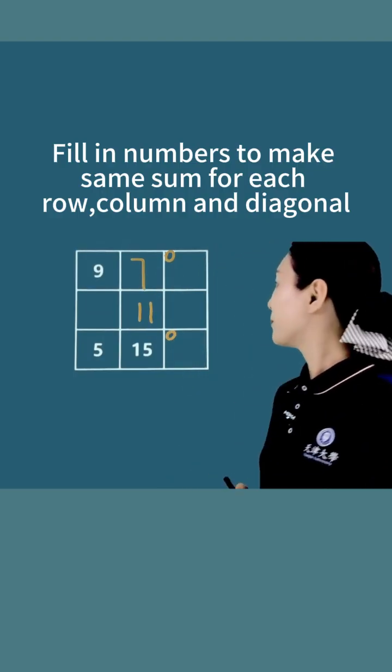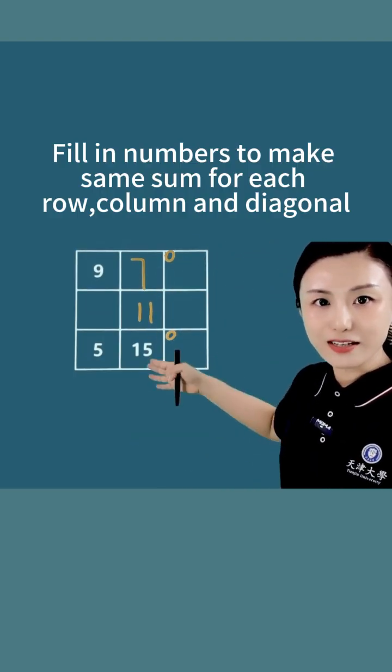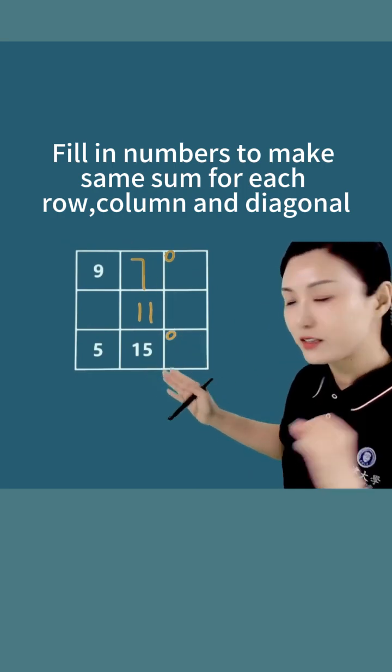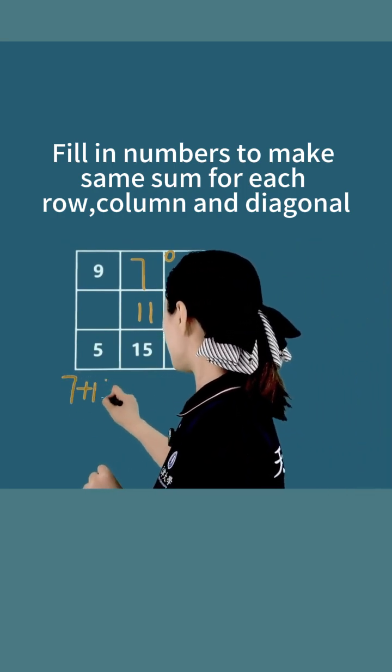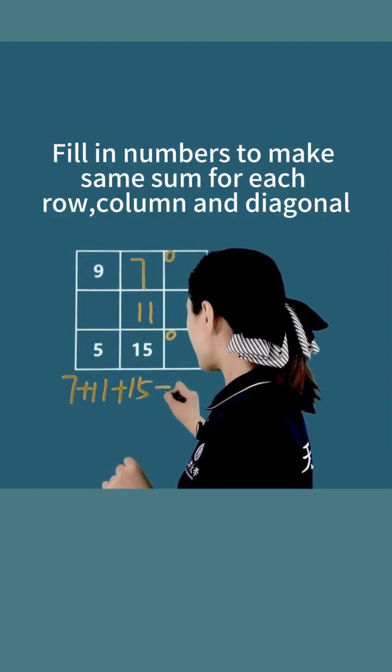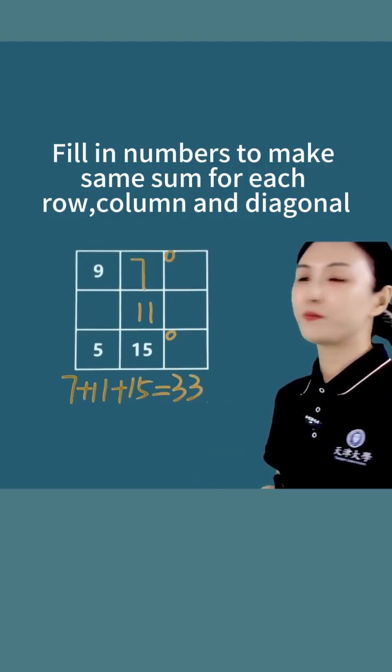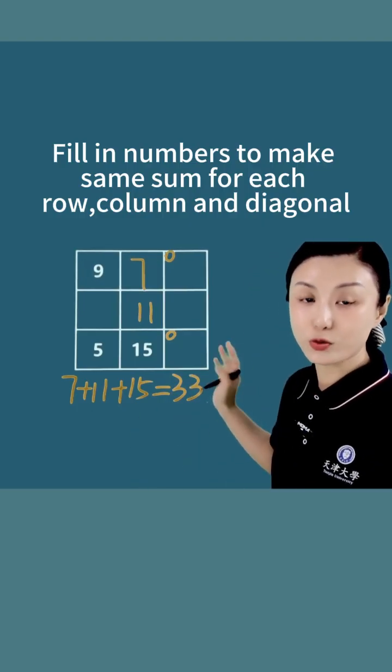No problem. All right, up to now, we've already figured out all three numbers in this column. So isn't the sum of the three numbers now solvable? How do we find it? 7 plus 11 plus 15. So what is the magic sum of this Sudoku grid? It should be 33. All right, so now the other numbers should be easy to find, right?